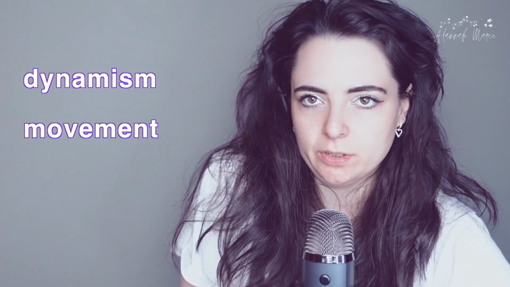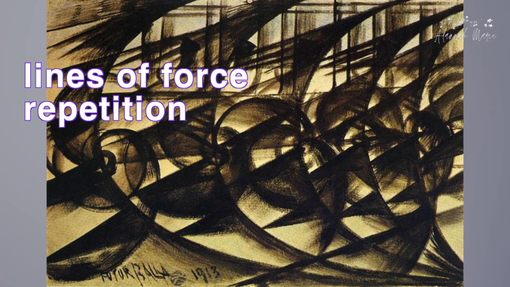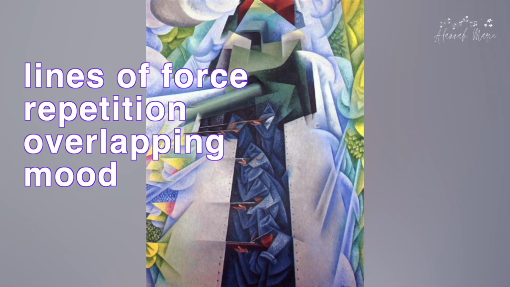So key characteristics and techniques. Dynamism and movement. That's the first one. Art sought to capture the dynamic energy and movement of modern life. Artists used lines of force, repetition, and overlapping forms to convey mood and speed.